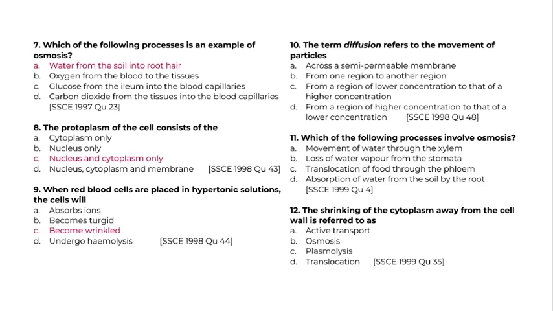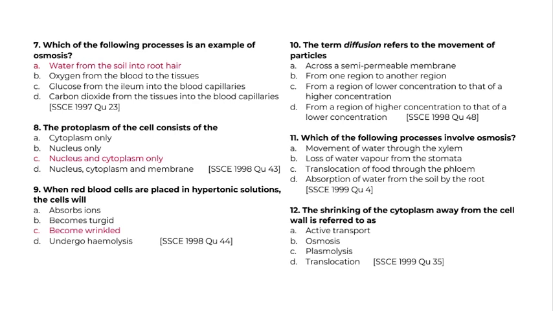Now, if you look at option A, it is only osmosis that involves the movement of water via a semi-permeable membrane. Diffusion doesn't need a membrane, so option A is out. Option B says from one region to another region. Yes, diffusion involves movement from one region to another, but it has to do with the concentration. One has to be lower, one has to be higher. B does not specify, so B is also out.